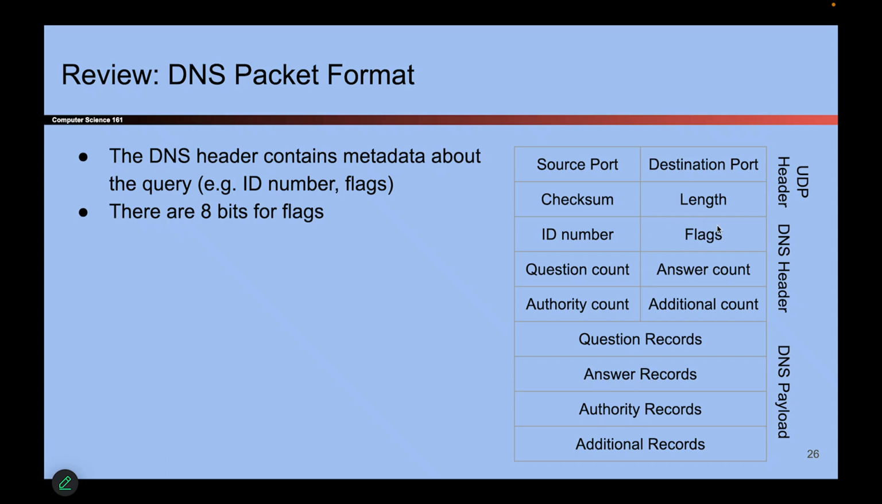OK, I guess I lied. There are 8 bits for flags. And that's a fixed number. So everybody in the world knows that when you get a DNS packet with ones and zeros, you start at bit number 16, and you go to bit number 24. And those are your flags. They're in the same spot every single time, and those never change.